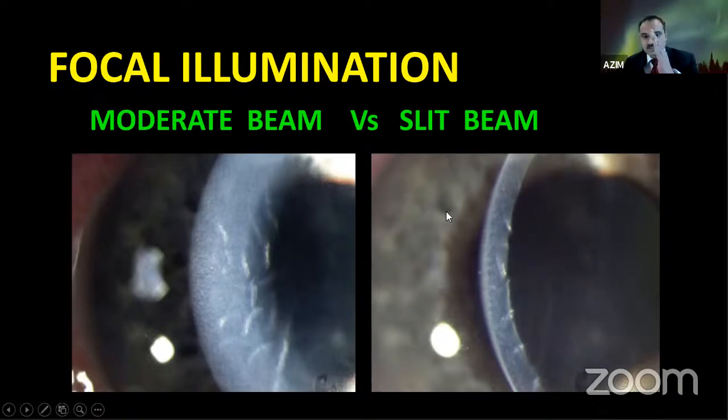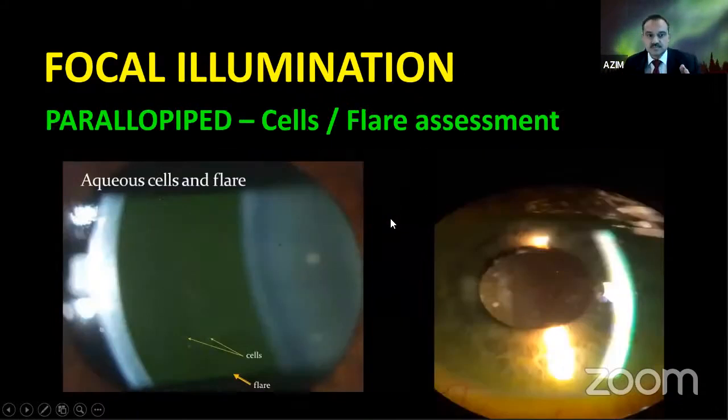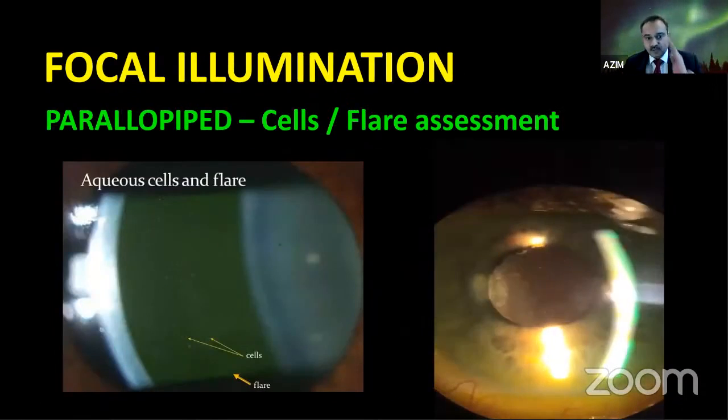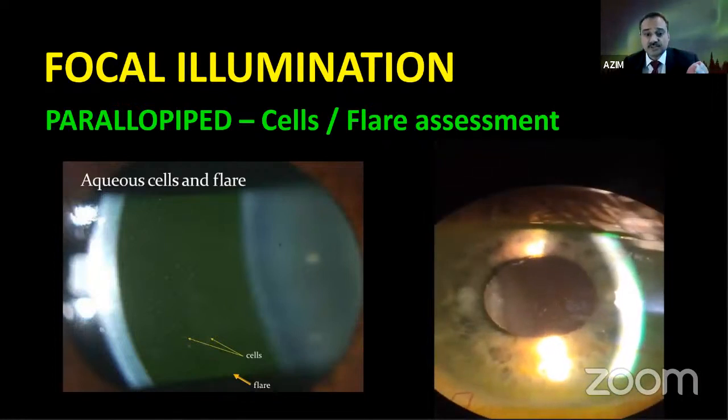So you can use this for certain circumstances, moderate for certain circumstances. You can pick and choose. Then you go for the anterior chamber. What do you look for in the anterior chamber? When there's inflammation of the eye, then leads to some cells formation.